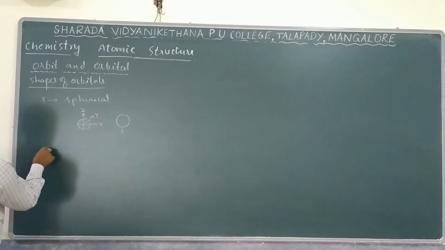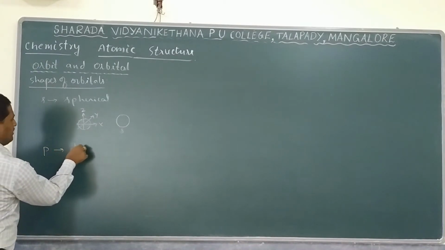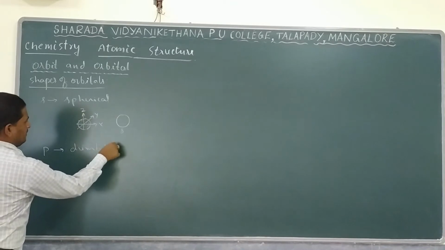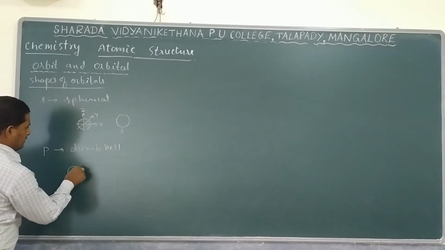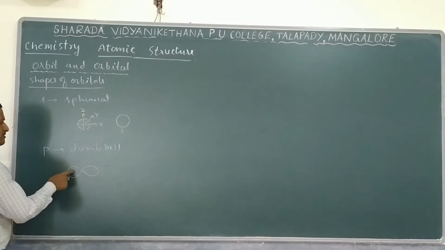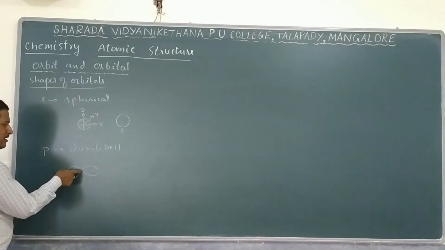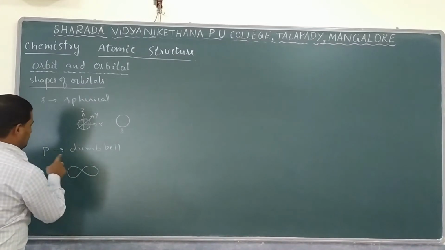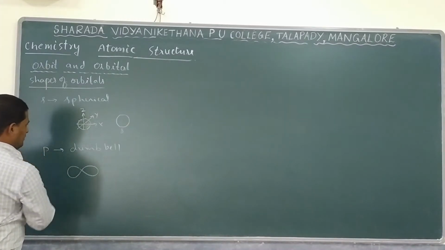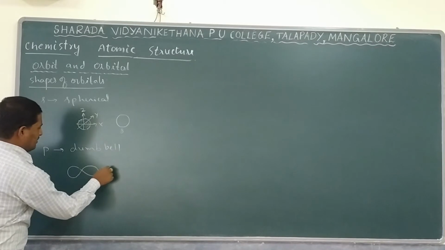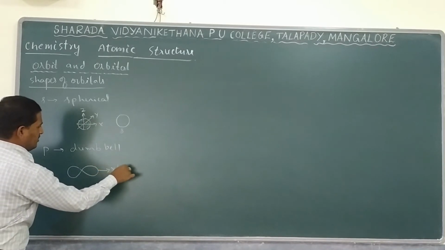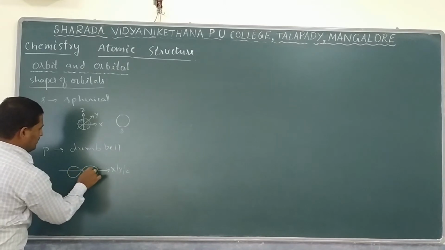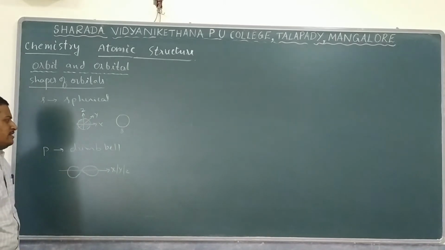And if you go for the P orbital, it shows a dumbbell shape. So this is the shape of a dumbbell. There are 2 lobes present on either side. In the middle there is a small vacant or empty region. Observe that this dumbbell shape is present in a particular direction. It may be along the X axis, or the Y axis, or the Z axis.